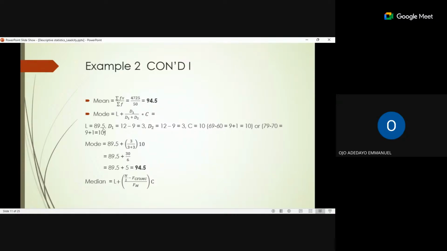My L is 89.5, plus my D1 is 3. My D1 again is 3, plus my D2 is 3, multiplied by my C, which is 10.